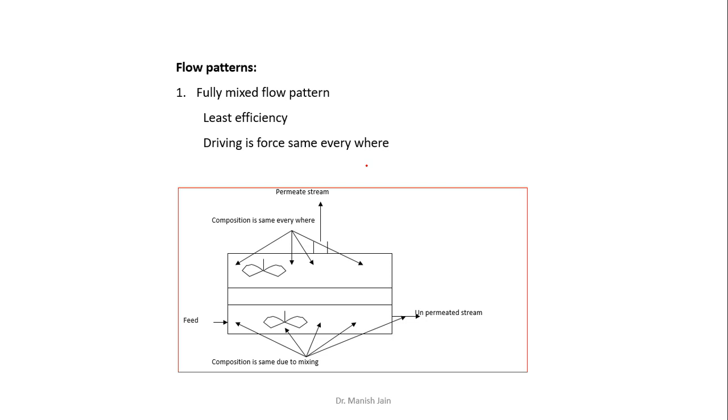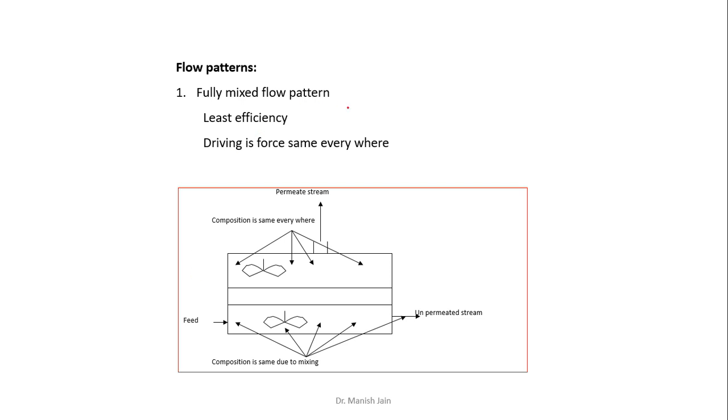Basically, as I explained earlier, in membrane processes we require a large surface area of the membrane. Why? Because the amount of separation depends upon the surface area. Flux multiplied by area gives you the amount of fluid that flows from the feed side to the permeate side. That's why we need a large membrane area. So there are different types of flow patterns which may occur inside the membrane modules.